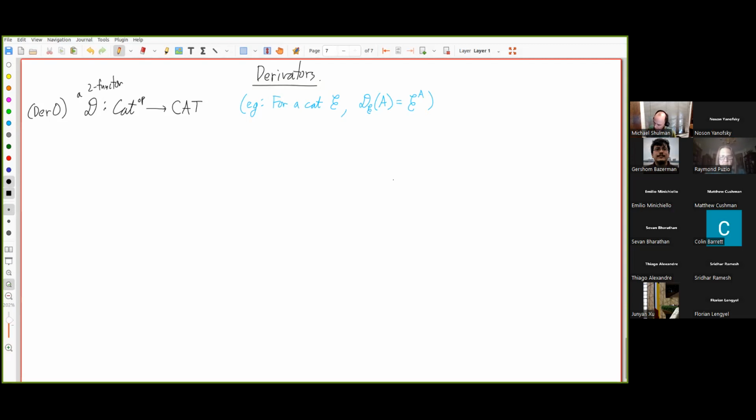So that's the basic idea: we're collecting the information not just of a category, but of all these categories of diagrams in that category of all different shapes. And the 2-categorical action of this is given essentially by precomposition, right? So if I have a functor U from A to B, then I have precomposition with U that goes from diagrams in B to diagrams in A. So that's the basic structure. This sort of thing is called a pre-derivator.